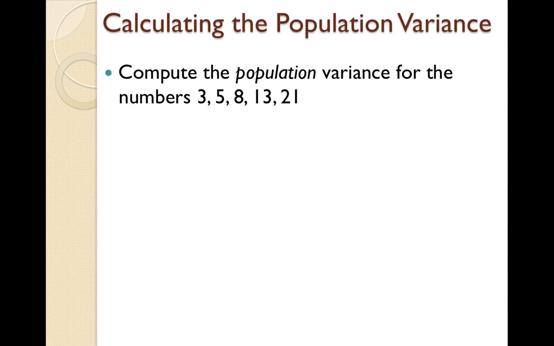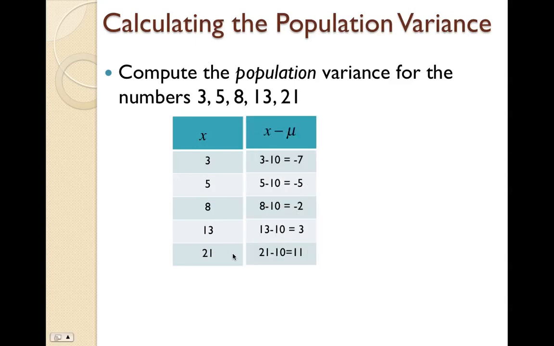So 3, 5, 8, 13, 21. We first create a column and we list our data values, 3, 5, 8, 13, 21. It doesn't matter if these are sorted or not in ascending order. It does not matter. Okay, the next column, you're going to find the population mean mu, which happens to be 10. So if you take 3 plus 5 plus 8 plus 13 plus 21 and divide by 5, you'll get a mean of 10. So your second column will have 3 minus 10, which is negative 7. 5 minus 10 is negative 5. 8 minus 10 is negative 2. 13 minus 10 is 3. 21 minus 10 is 11.